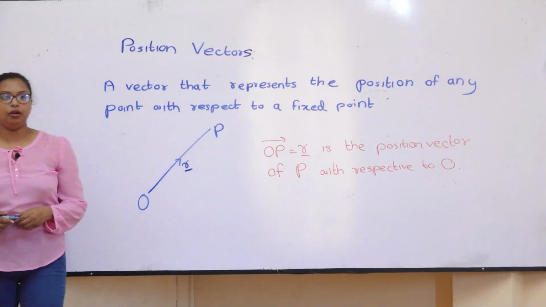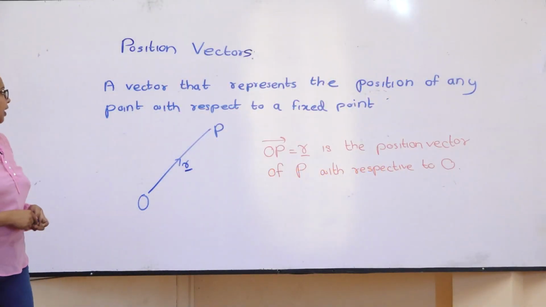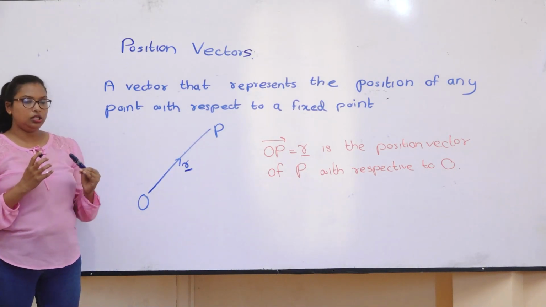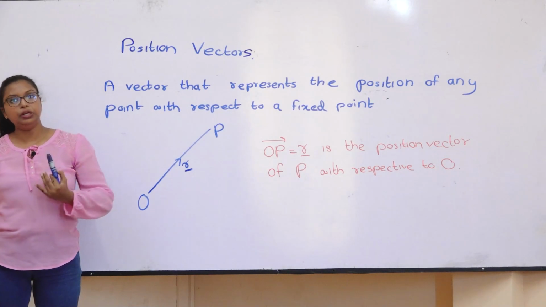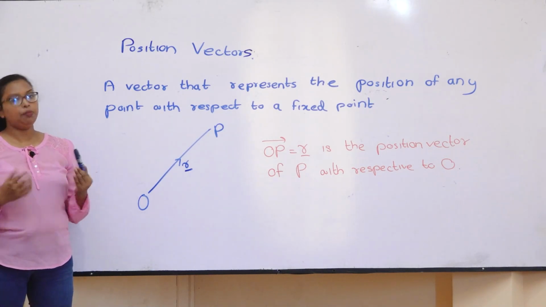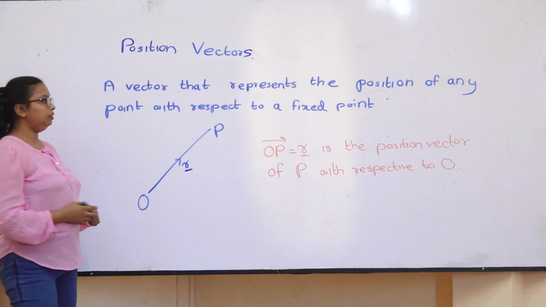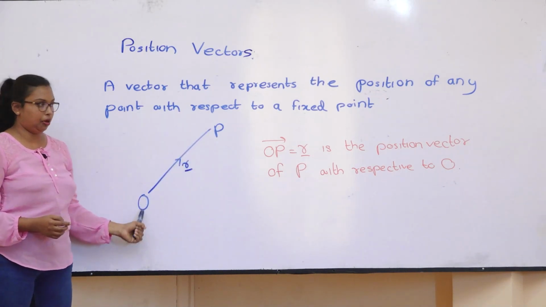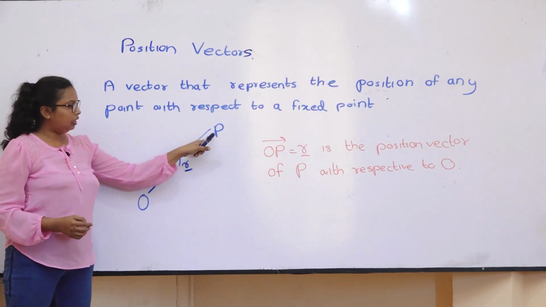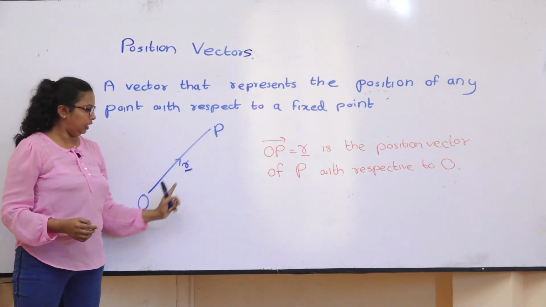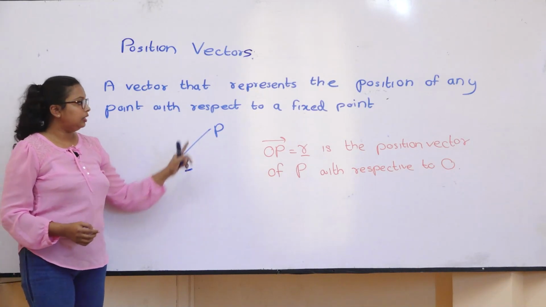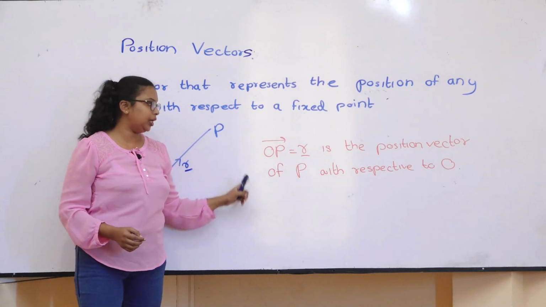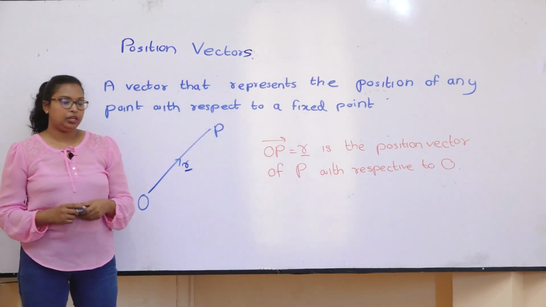Okay, so another important topic, position vectors. A vector that represents the position of any point with respect to another fixed point, that we call a position vector. Now just think you have P here and O here, and O is a fixed point. So, I am going to read this vector OP, and that is equal to R. OP equals R is the position vector of P with respect to O.